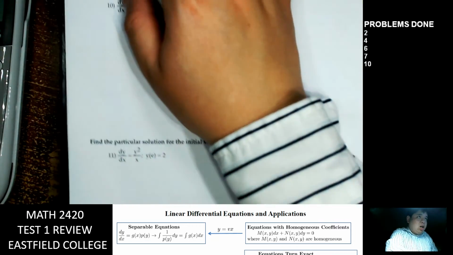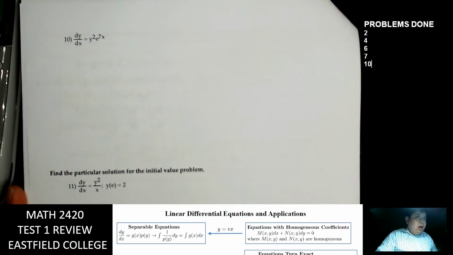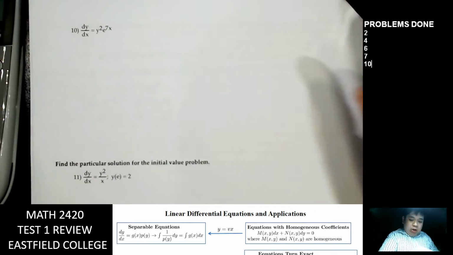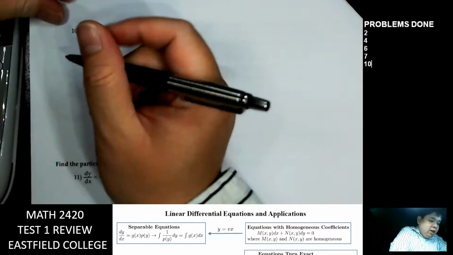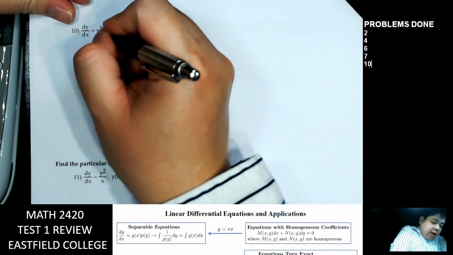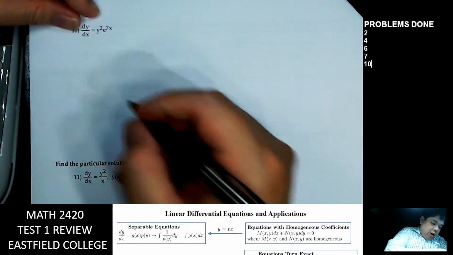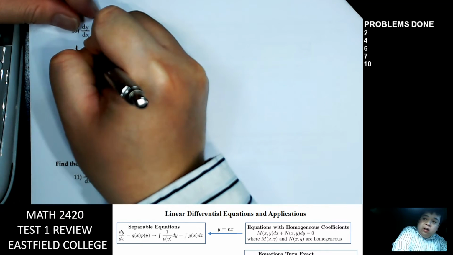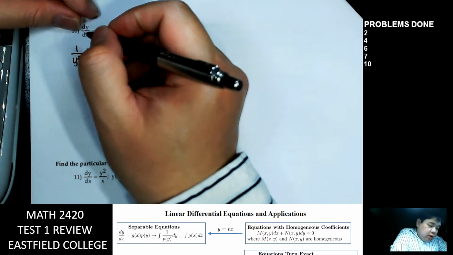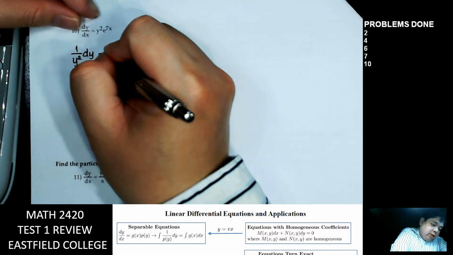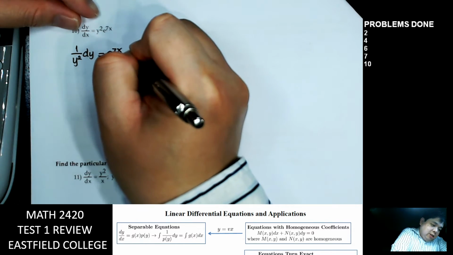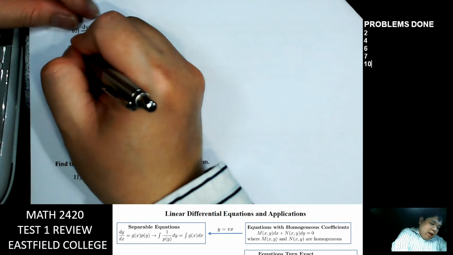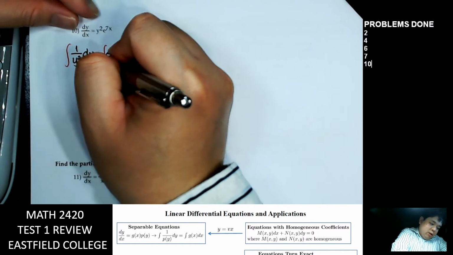Right. So we have this problem. First, we need to get y by itself and x by itself, and then we integrate. To separate, we divide by y squared. We have 1 over y squared dy, and then move the dx over. So that is separable, and then we integrate both sides.